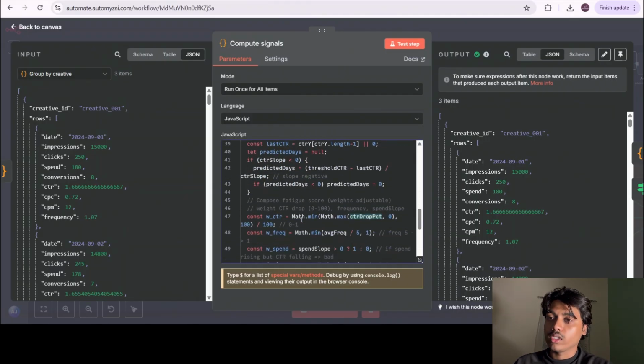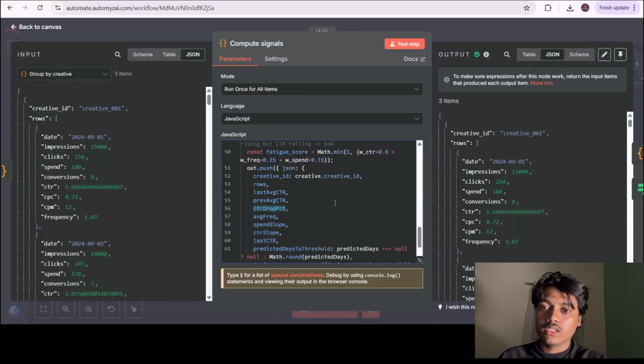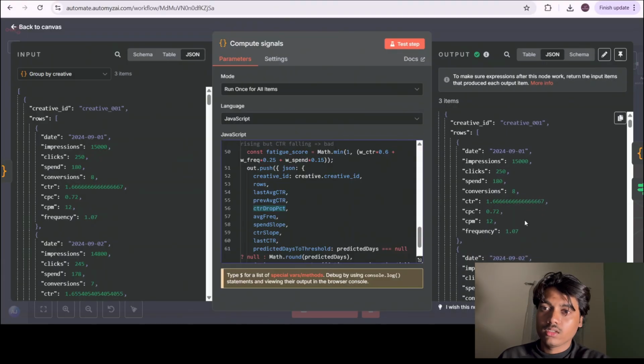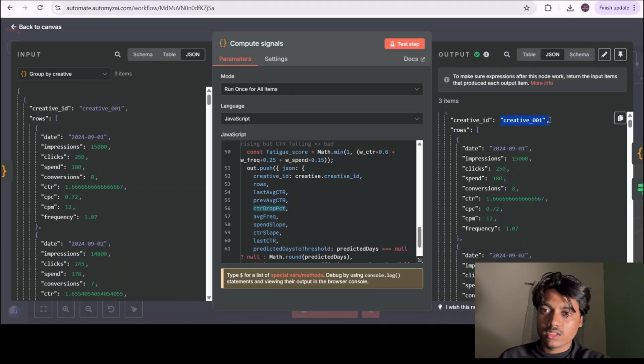After this whole calculation, we are getting this as output, that for the creative ID 001, the date, impressions, clicks, spend, conversion, CTR, CPC, CPM, frequency. All this information is there.